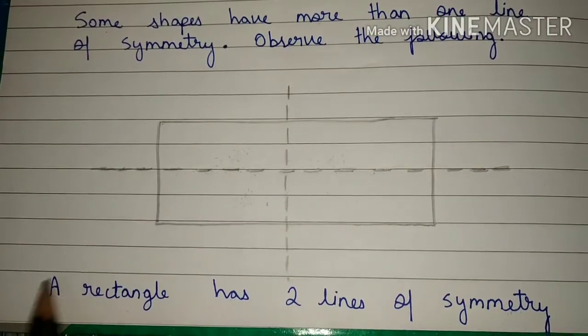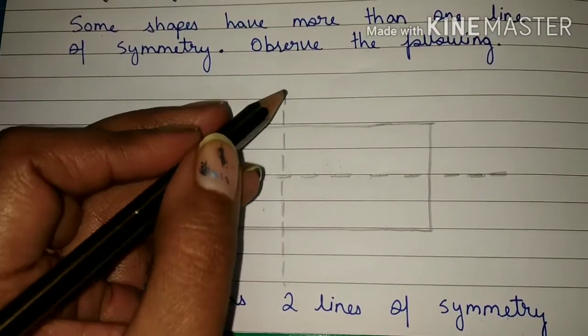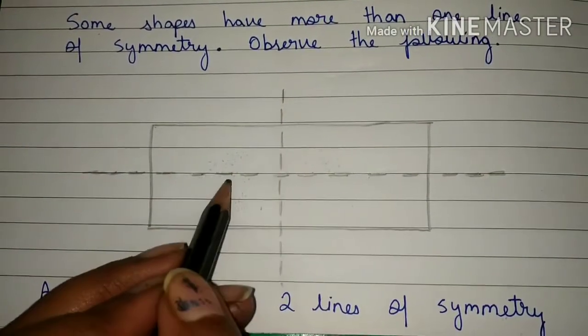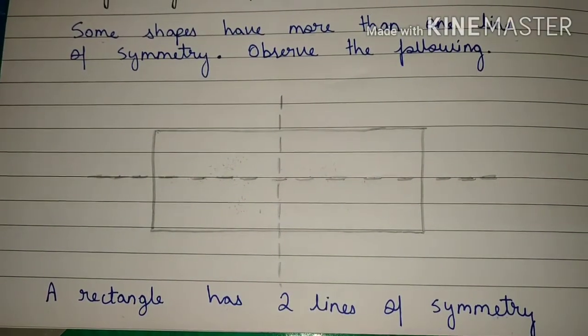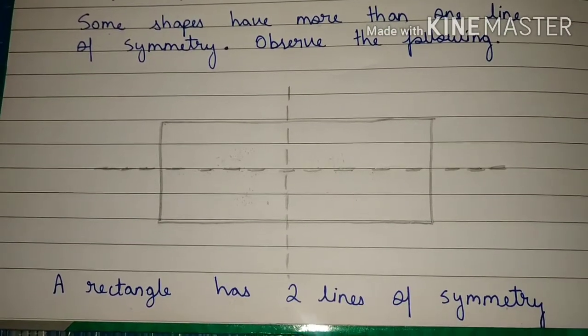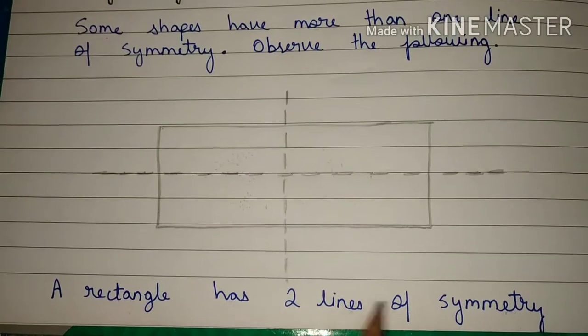So a rectangle has two lines of symmetry. One is this line and second is this line, because both these lines divide the figure into two equal parts of same shape and size. So a rectangle has two lines of symmetry.